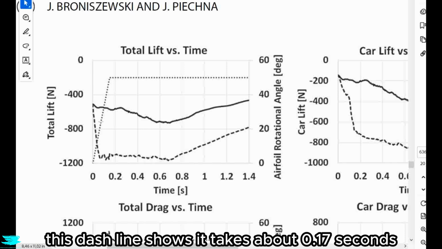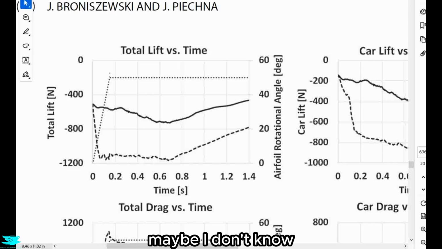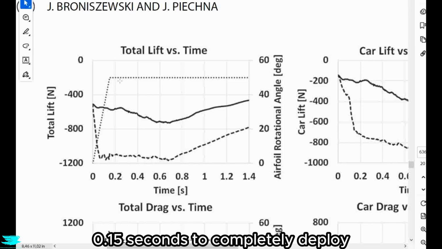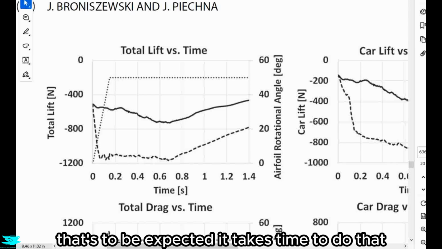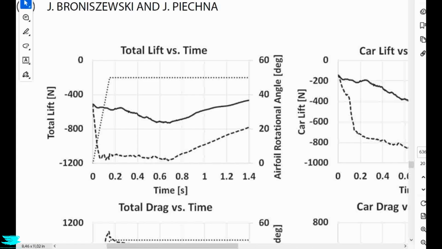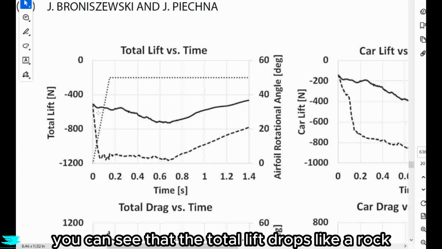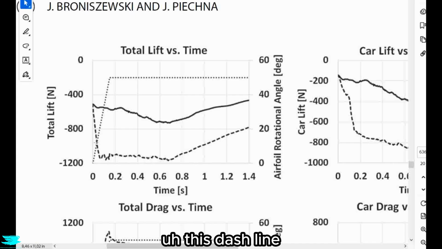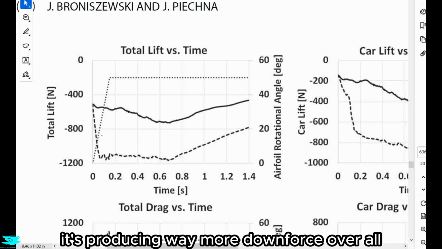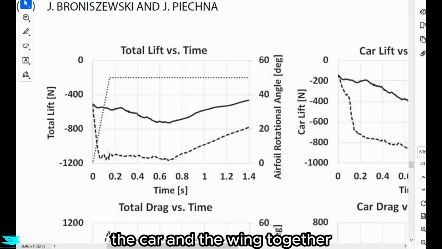This dashed line shows it takes about 0.17 seconds maybe, I don't know, 0.15 seconds to completely deploy. That's to be expected. It takes time to do that, especially such a large wing. At the same time, you can see that the total lift drops like a rock. This dashed line, in other words, it's producing way more downforce over all the car and the wing together.